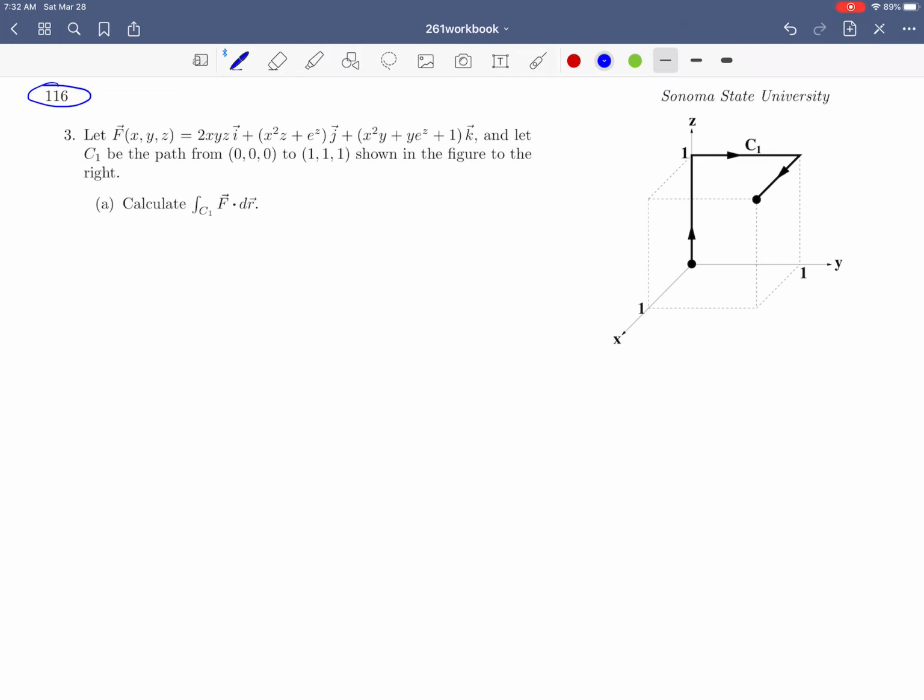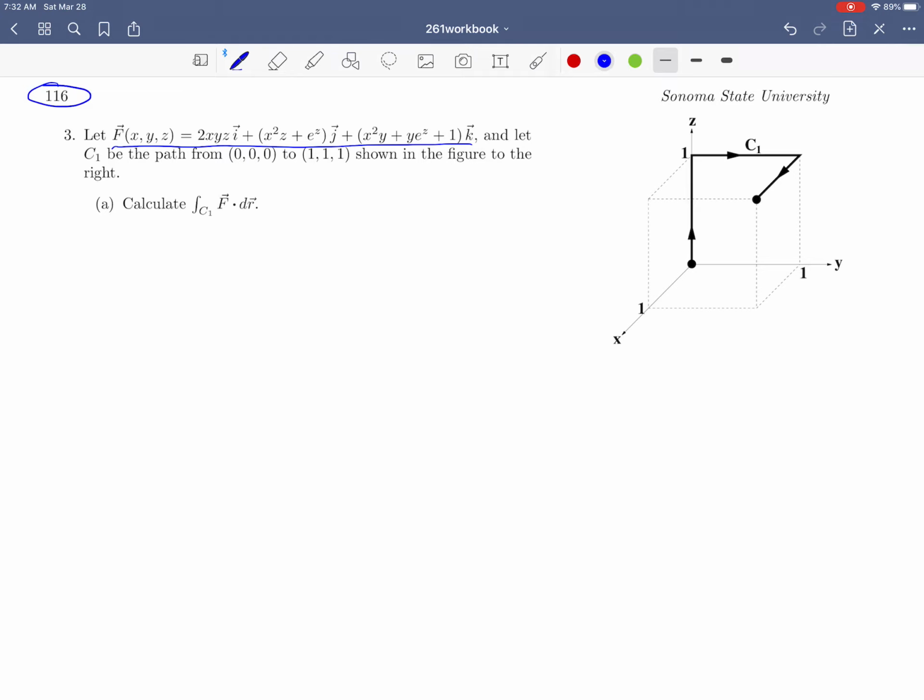Okay, welcome everybody to exercise 3 on page 116 of the workbook. This is the first example that we're being asked to do where we're trying to calculate a line integral in 3 dimensions using this new method that we have. So let's read this problem together here.